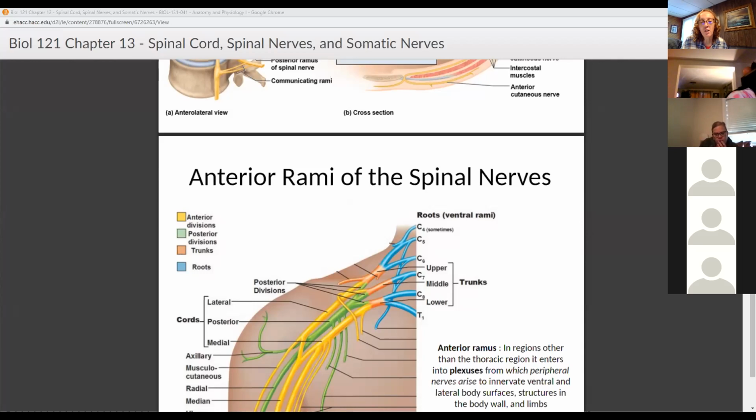I think a lot of times the diagrams that we get in our books don't do justice for what's really there. But here's your anterior horns. Here's your dorsal horns. Posterior rami, anterior rami. This area, this empty space right in here.